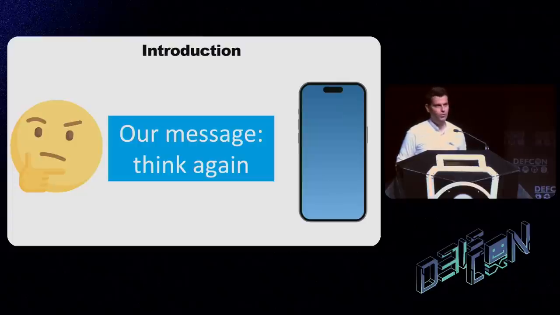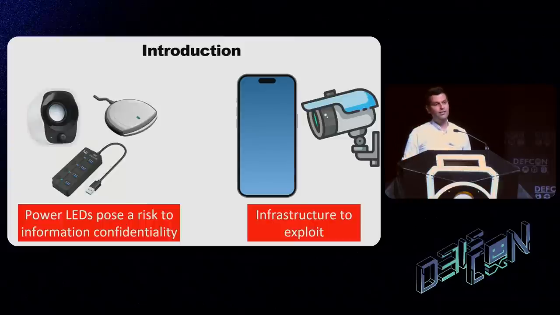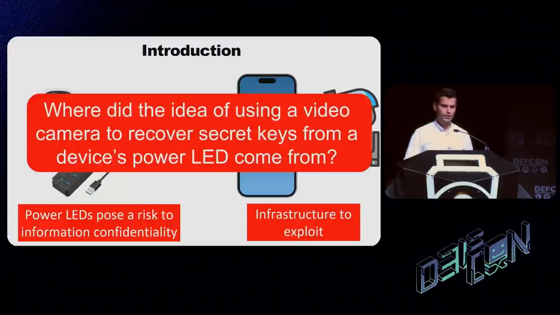And here is our message for today, okay? Think again. By the end of this talk, you will understand that power LEDs pose a great risk to information confidentiality, and video cameras, whether they are security video cameras or video cameras of a smartphone, provide the needed infrastructure to exploit this risk. By the end of this talk, we will discuss how to recover cryptographic keys from a device by obtaining a video footage of its power LED. But first, let's try to answer, where did the idea of using a video camera to recover secret keys from a device's power LED come from?